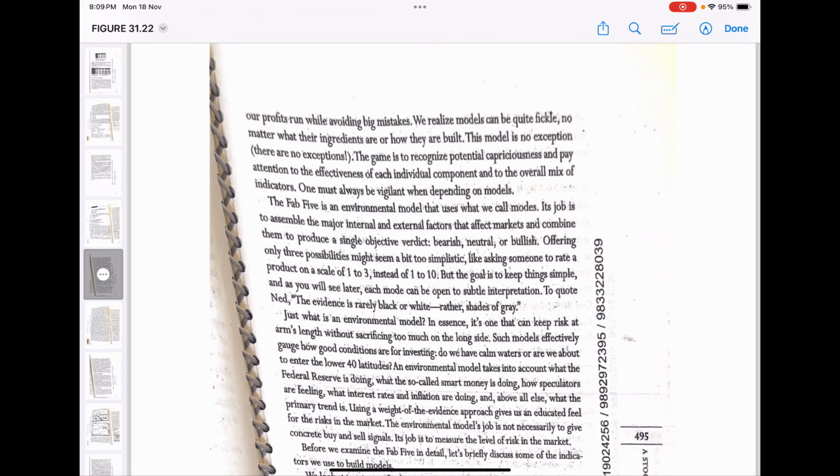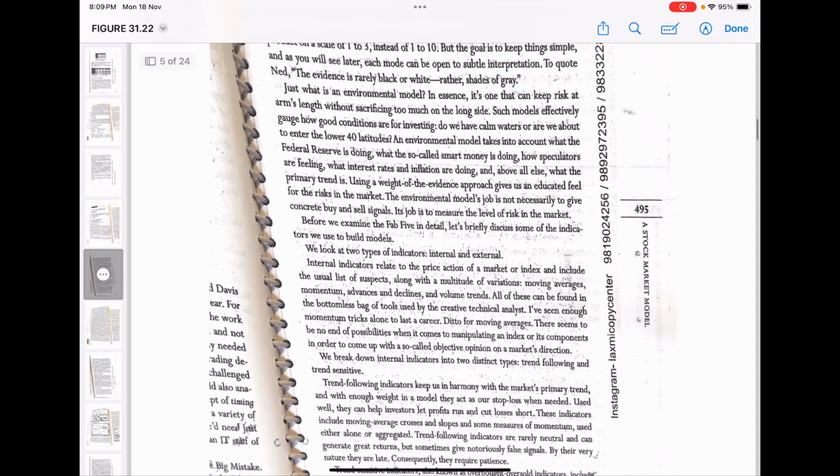Offering only three possibilities might seem a bit too simplistic, like asking someone to rate a product on a scale of 1 to 3 instead of 1 to 10. But the goal is to keep things simple. And as you will see later, each mode can be open to subtle interpretation. To quote Ned, the evidence is rarely black or white, rather shades of grey.